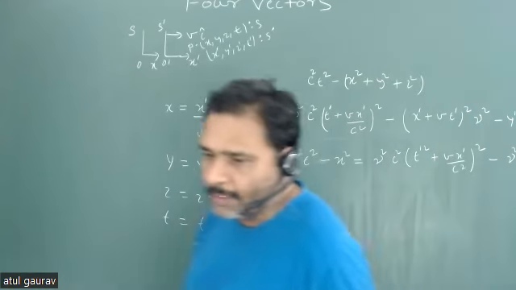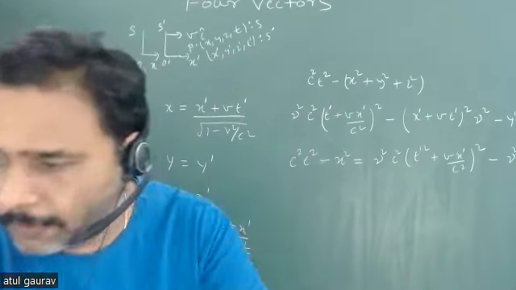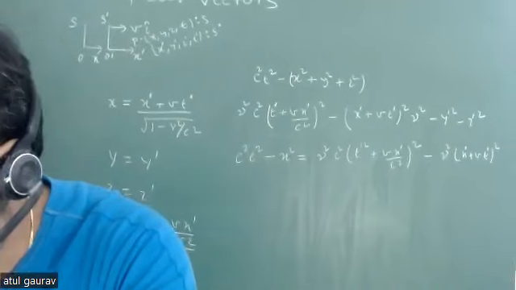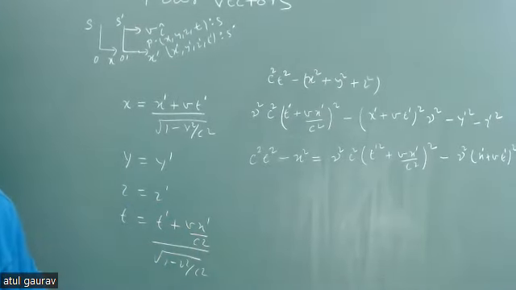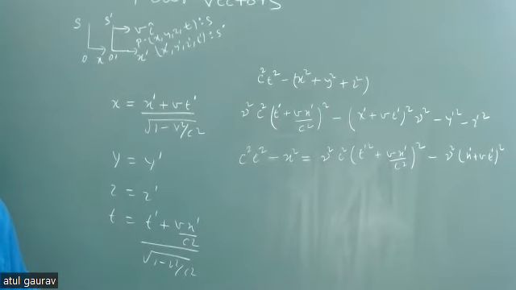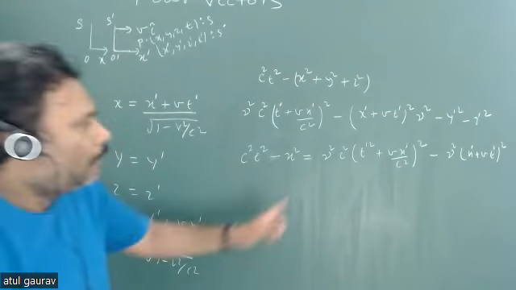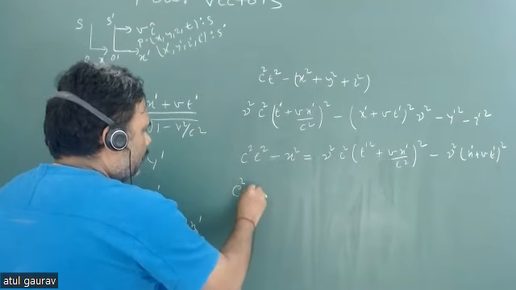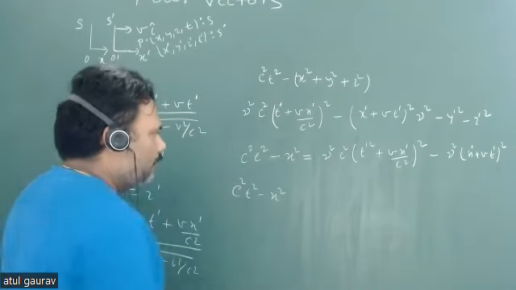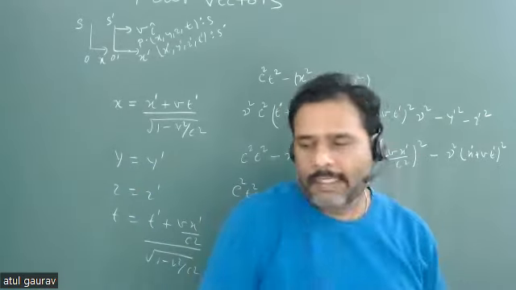So we have this particular relationship, and let's see what is going to happen. Is it clear? Can you see the whole board? I think there is some problem. Okay, now let's try to open up this particular thing. This is c square t square minus x square, and obviously y is equal to y dash, z is equal to z dash, so you can easily cancel it.